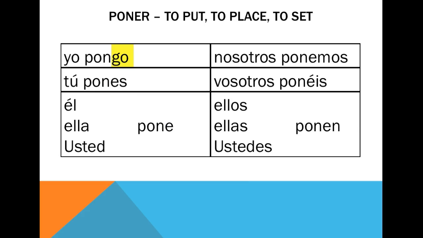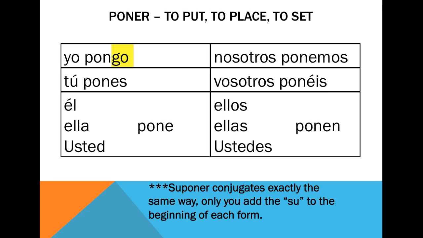Here are your conjugations for the verb poner, to put, to place, or to set. Again, the yo form is irregular with the go ending, and all the other forms follow the regular pattern of any other er verb. Please note that the verb suponer for to suppose will conjugate exactly the same way as the verb poner, only it has the additional su at the beginning of each verb form.